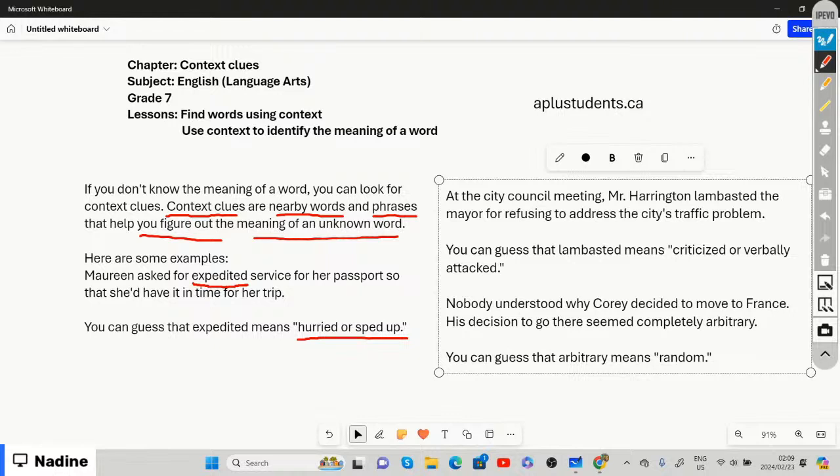And at the city council meeting, Mr. Harrington lambasted the mayor for refusing to address the city's traffic problem. So at the city council meeting, Mr. Harrington lambasted the mayor for refusing to address the city's traffic problem. So the word lambasted.